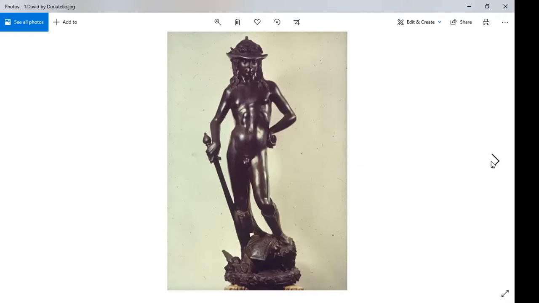Okay, David, simple, easy title, one word. David, by Donatello, and the date is 1428. So let's start out with who was Donatello. He was the first great sculptor, that is as in a person, that's T-O-R, not T-U-R-E, the first great sculptor of the Renaissance. Nobody argues with that.